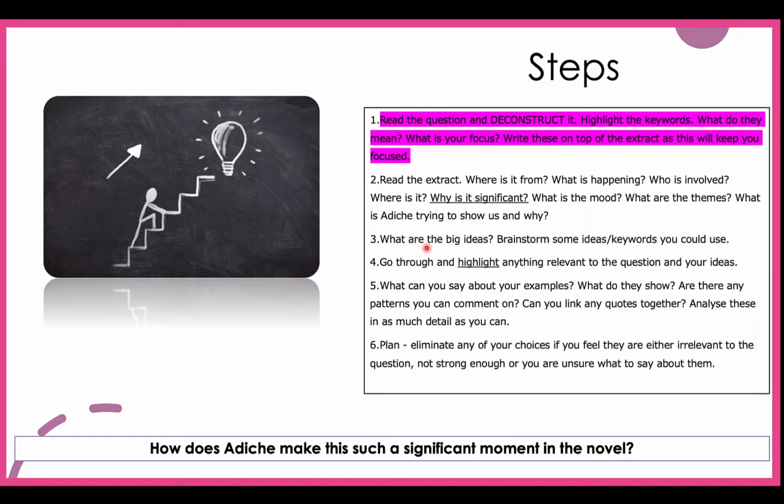Then you're going to consider the big ideas that are presented here. Brainstorm some different ideas and keywords that you could use to describe what's happening in this extract and what is being presented. Then you go through and you highlight anything relevant to the question. I would make sure you've got a good understanding of what this extract is about and what's being shown to you before you then go through and start to highlight quotations that you may use in your answer.